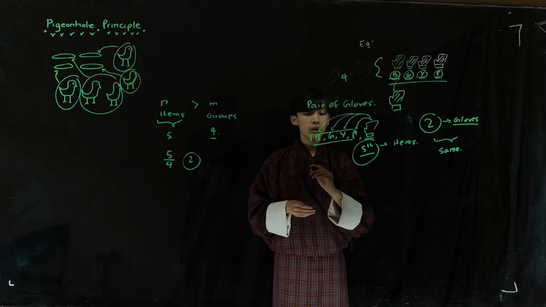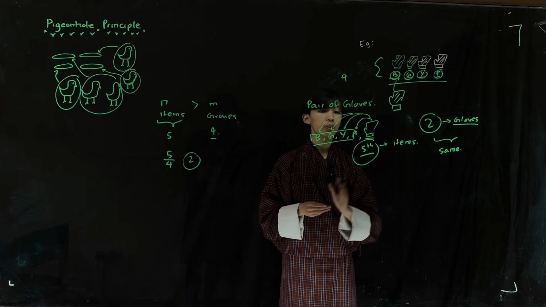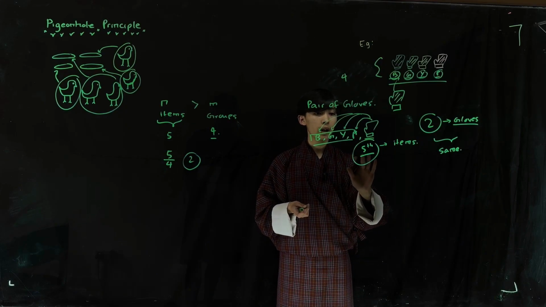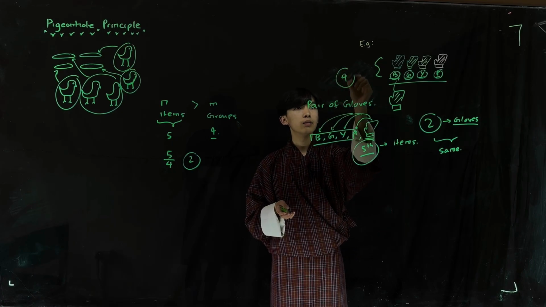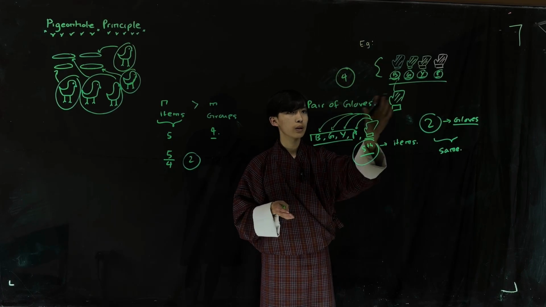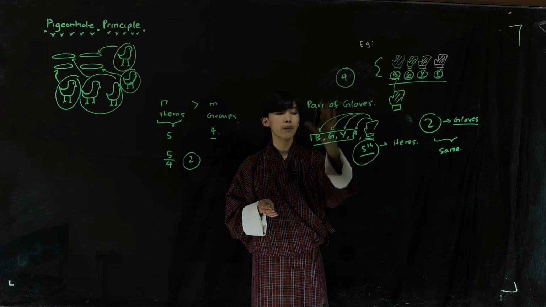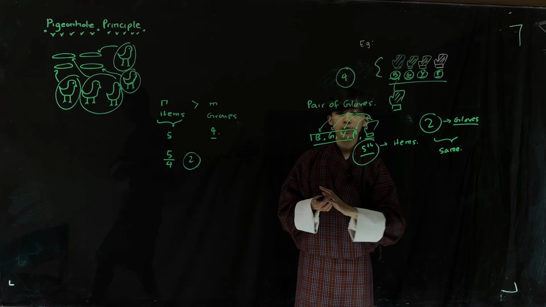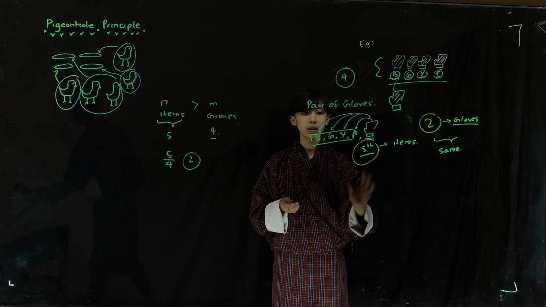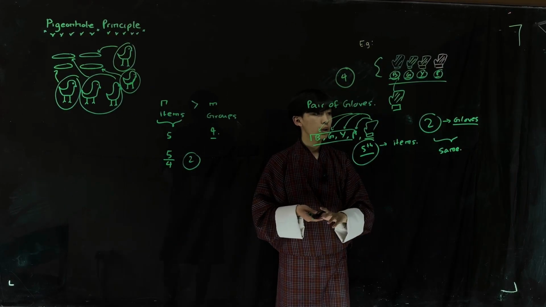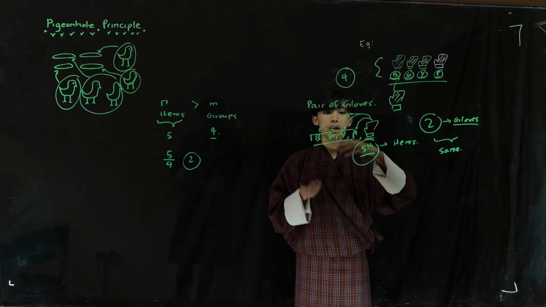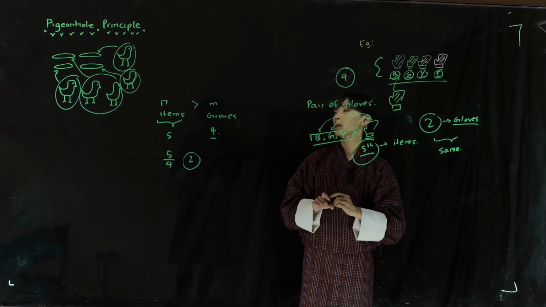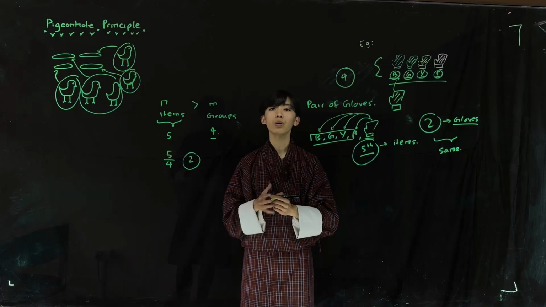Now if you look into it using the pigeonhole principle, in this case we have 5 items, and the different types of colors of the gloves that we have is 4. So if you divide 5 by 4 again, we can round it up to 2, which means that 2 gloves will share the same color, which means it creates a pair. So in this case, we can use the pigeonhole principle.